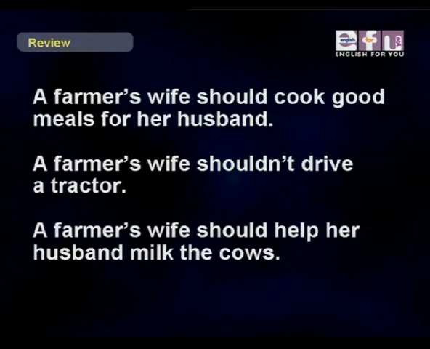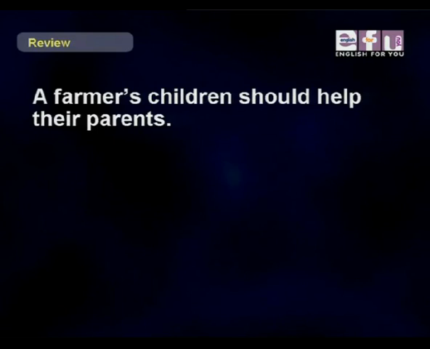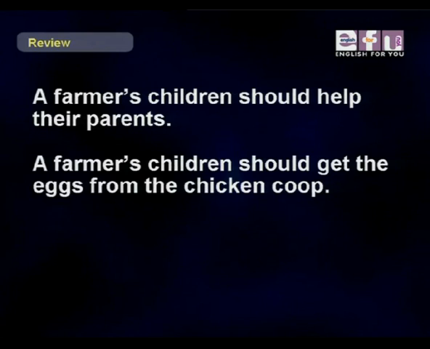And your sentences, Luis. A farmer's children should help their parents. A farmer's children should get the eggs from chicken coop. From the chicken coop, good. A farmer's children shouldn't play with the pigs. Good job, okay. A farmer's children should help their parents. A farmer's children should get the eggs from the chicken coop. A farmer's children shouldn't play with the pigs.